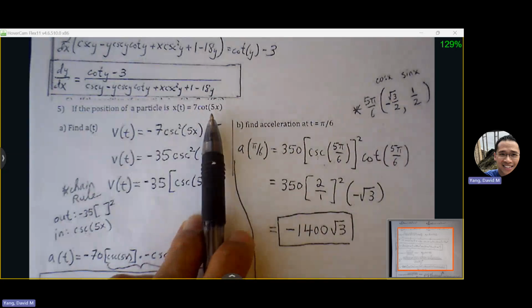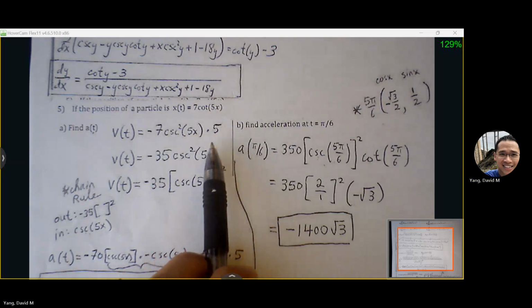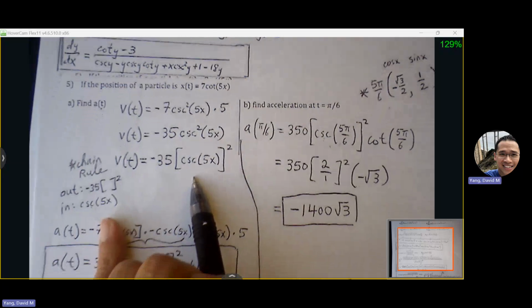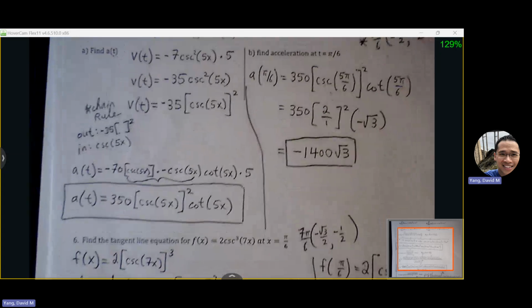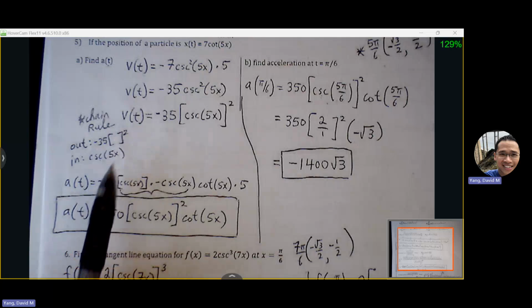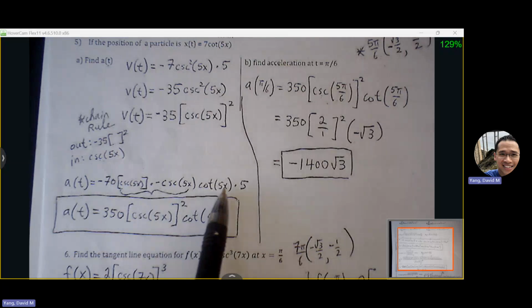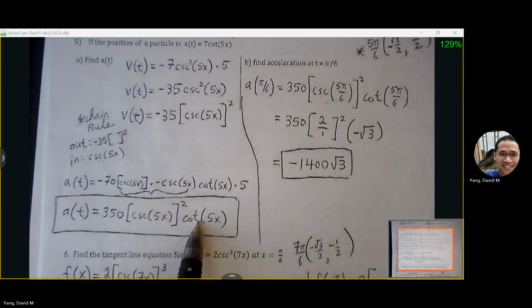Okay, position function is given. We want to make our way down to acceleration, so we have to make our way down through derivatives. Cotangent u becomes negative cosecant squared u times u prime. Clean that up. Get the bracket to show so that we can see the chain rule need here. Negative 35 bracket squared is my outside portion for my velocity, and then cosecant of 5x is my inside portion. So negative 35 bracket squared becomes negative 70 bracket to the first power. Cosecant u becomes negative cosecant u, cotangent u times u prime. That gives us negative 350, positive 350, sorry, cosecant 5x quantity squared, cotangent 5x.